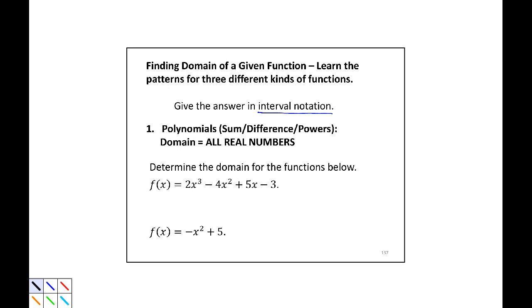Now, both of these functions, we have f of x equals 2x cubed minus 4x squared plus 5x minus 3, and f of x equals negative x squared plus 5. You should recognize that both of those are polynomials as we've been dealing with. So we will write the domain is all real numbers, which is the interval from minus infinity to positive infinity. So both of these will have the same domain, minus infinity to positive infinity.